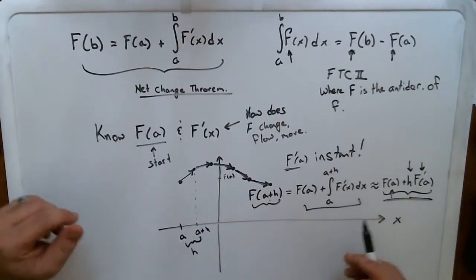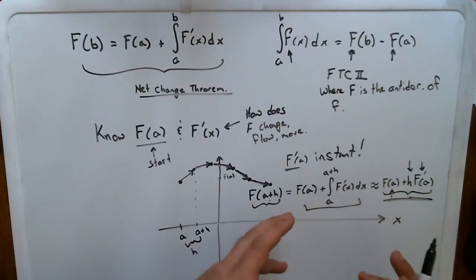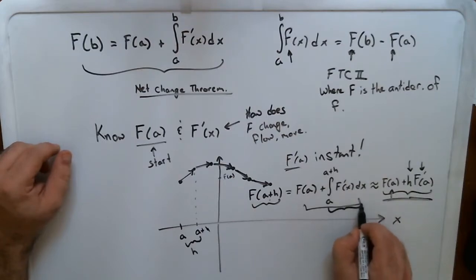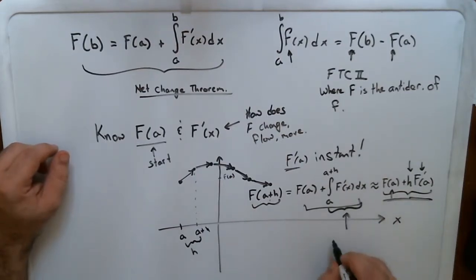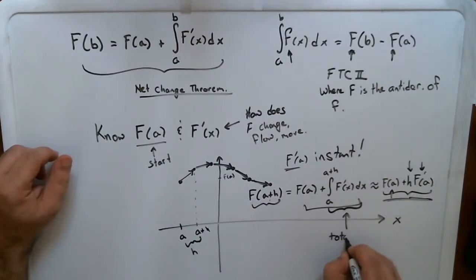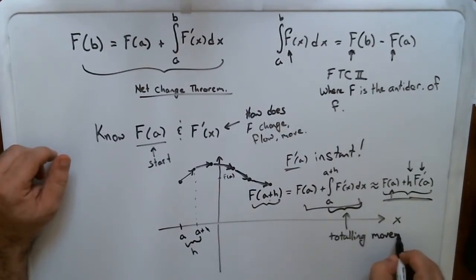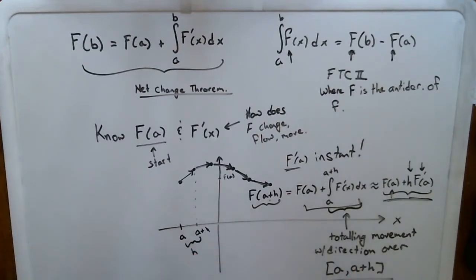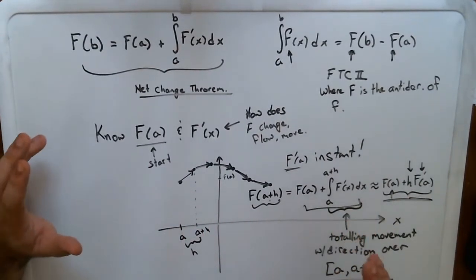And this right here is basically the perfect amalgamation of that, okay? This bad boy right here is, in a very real way, totaling movement with direction over a to a plus h. Okay, I want us to understand that idea.